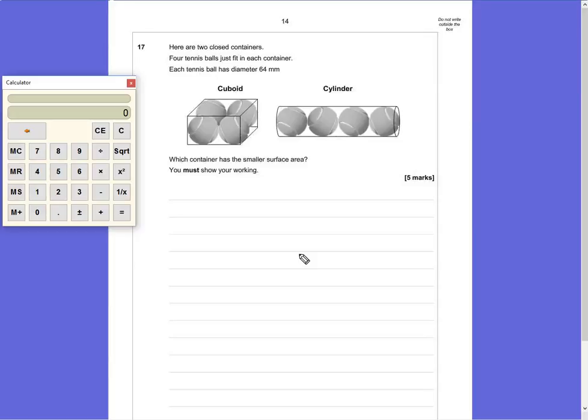Question 17. Here are two closed containers. 4 tennis balls just fit in each container. Each tennis ball has a diameter of 64 millimeters. The boxes are a cuboid and a cylinder. Which container has the smallest surface area? You must show your working.